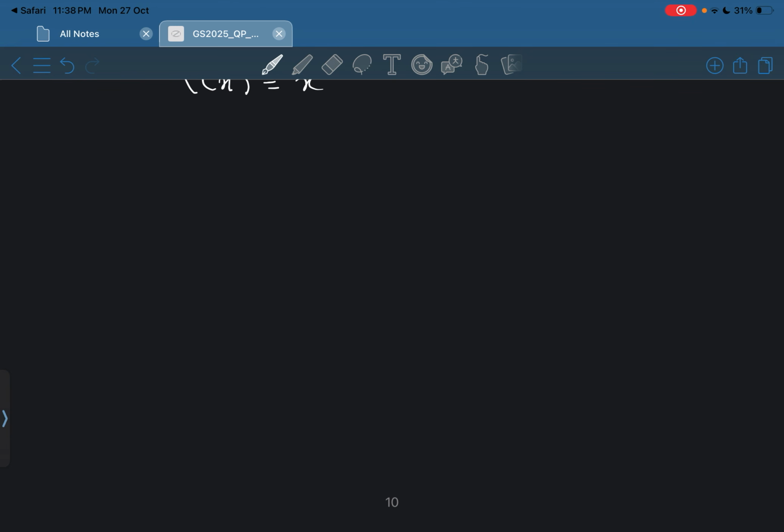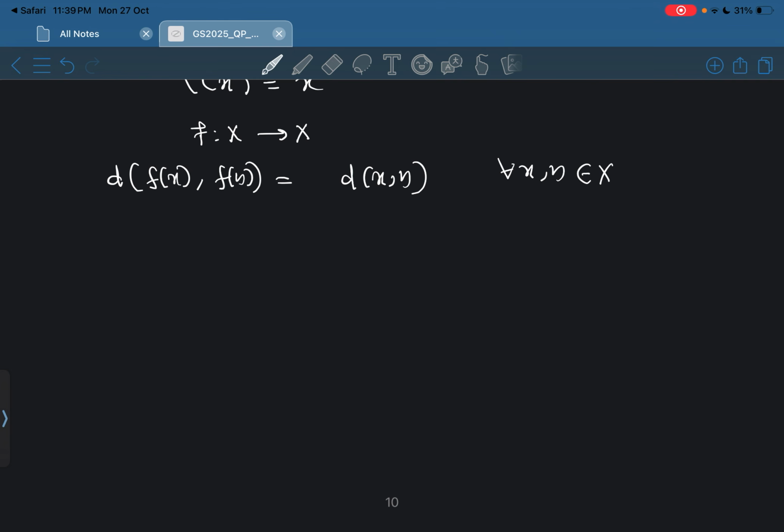Okay, so what is the statement? First of all, observe that d of f(x) comma f(y) is the same as the distance of x comma y for all x, y in X, where f from X to X and X is a metric space. This implies f is an isometry. This is the definition of isometry. Okay, so this is the definition of isometry. And what is happening? So there is a theorem.